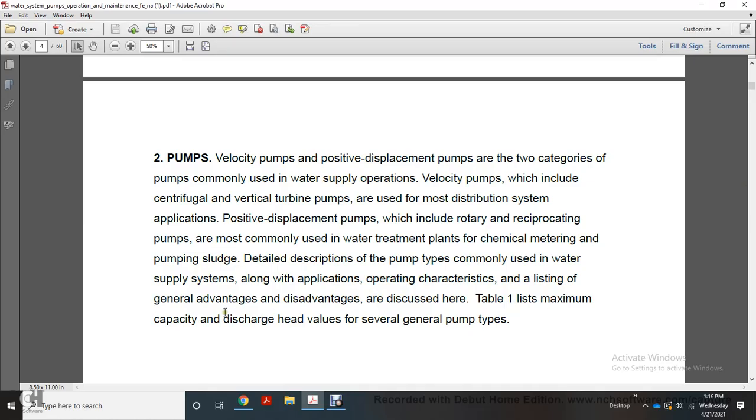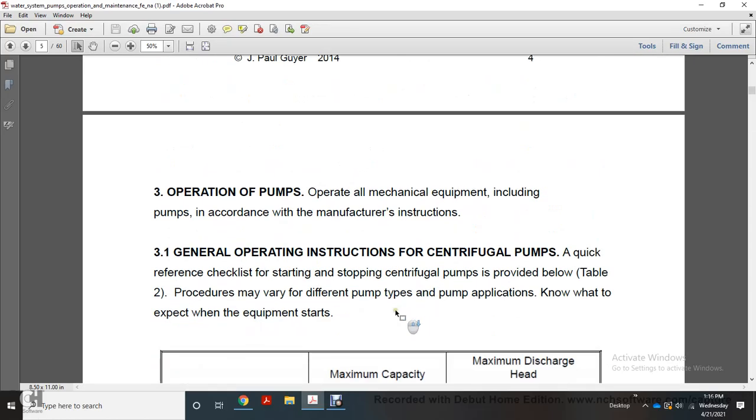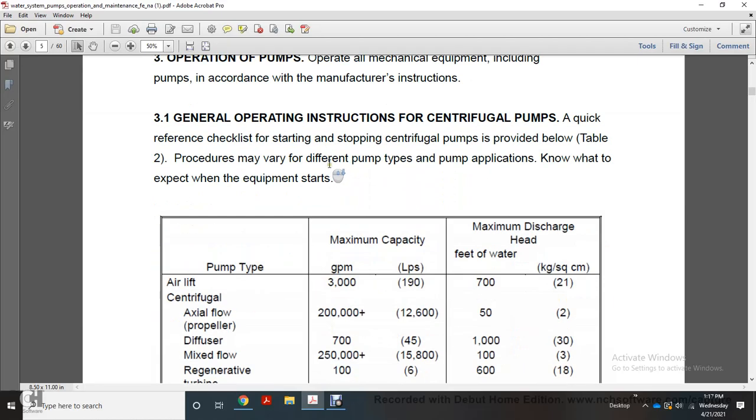Table 1 lists the maximum capacity and discharge head values for several general pump types. 3. Operation of pumps. Operate all mechanical equipment, including pumps, in accordance with manufacturer instructions. 3.1 General operating instructions for centrifugal pumps. A quick reference for starting and stopping centrifugal pumps is provided in Table 2. Procedures may vary for different pump types and pump applications. Know what to expect when equipment starts.